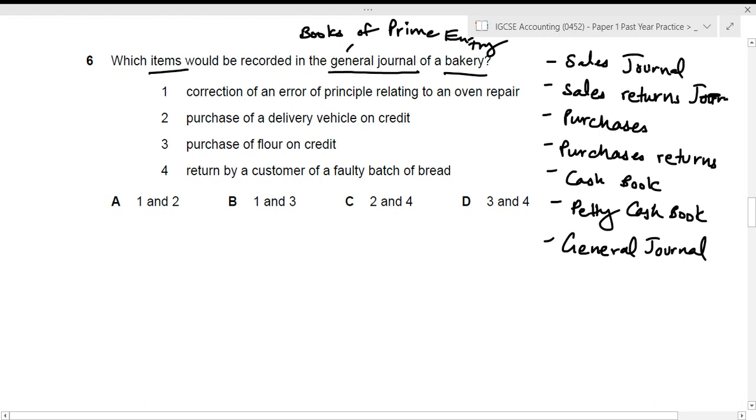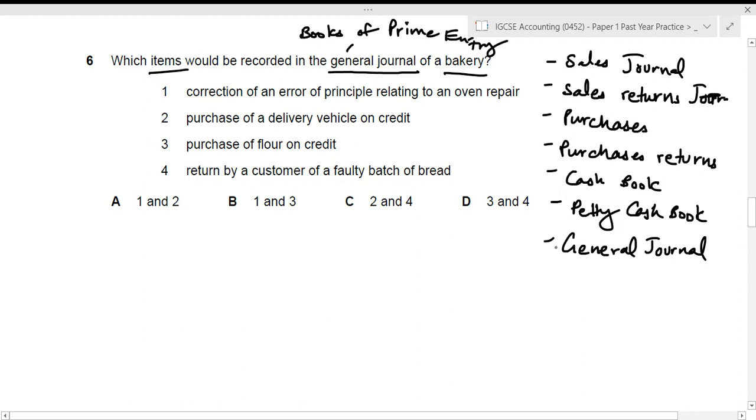Sales journal records all credit sales only, no cash sales, only credit sales. Sales returns journal records only credit sales returns. Purchases journal records credit purchases, and credit purchases returns will be recorded in the purchases returns journal. Cash book will be all cash transactions such as cash sales and cash purchases. Also, anything related to bank or cash will be in the cash book. Petty cash book will be any cash amount which is below the threshold, let's say less than $100 or so, and the rest of the entries will go in the general journal.